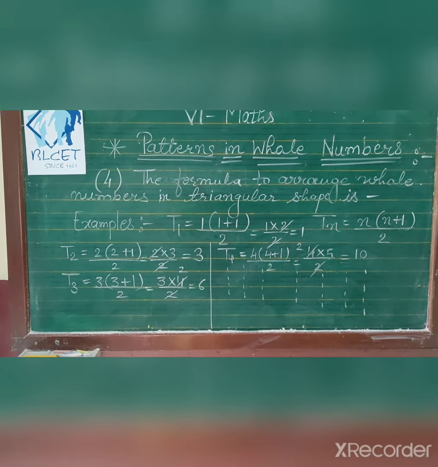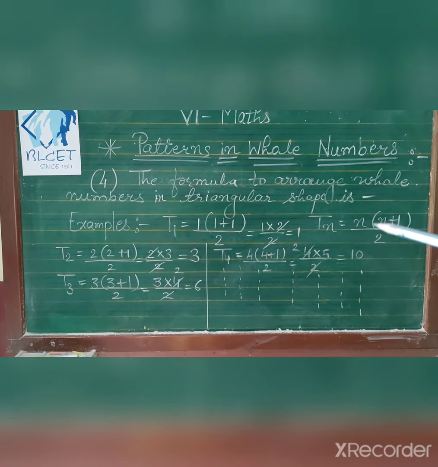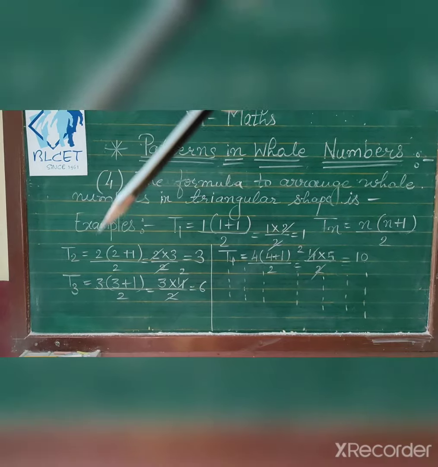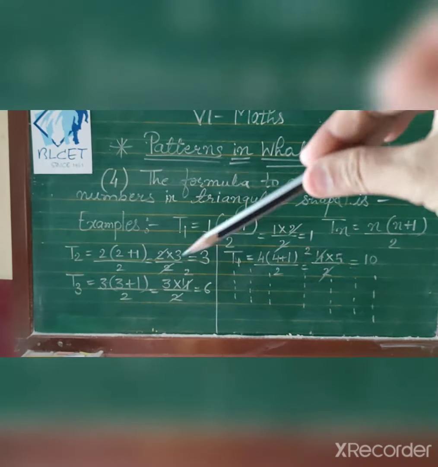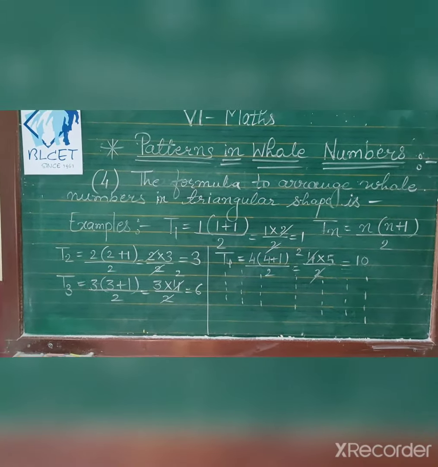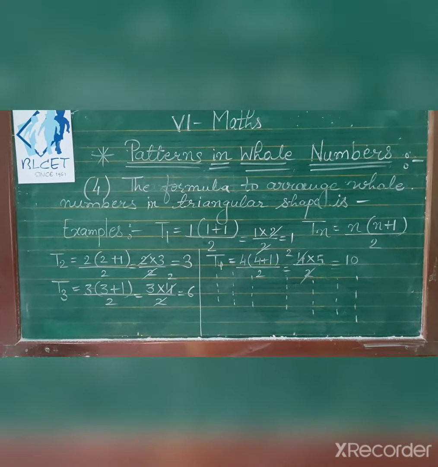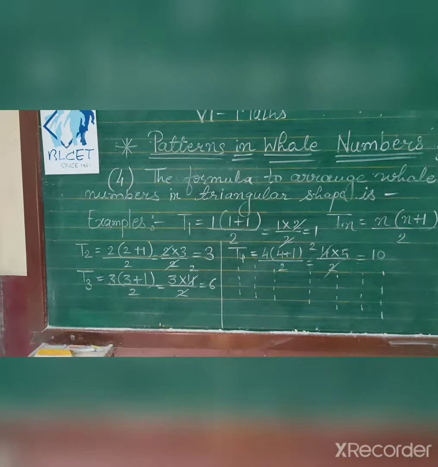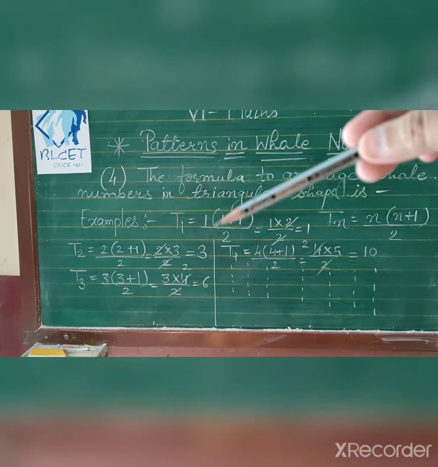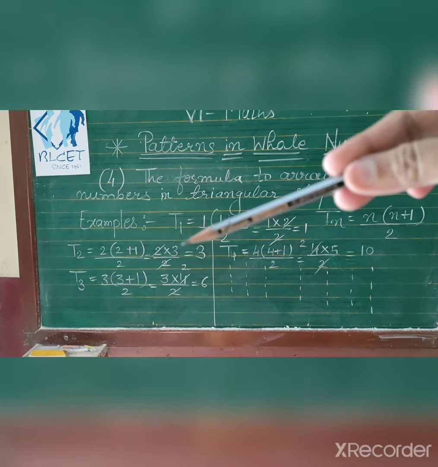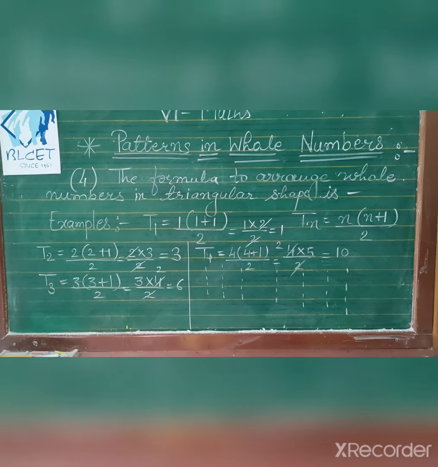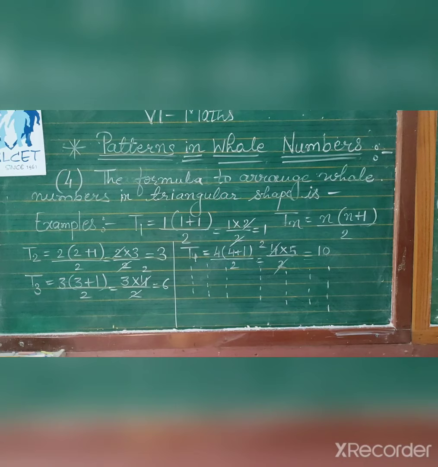Then T2: in place of n we put 2. So 2 in the bracket 2 plus 1, upon 2. So 2 into 3 upon 2. Cancel 2 by 2, so 3. That means the next number, 3, we can represent in the triangular form. Then T3: 3 in the bracket 3 plus 1, upon 2. So 3 into 4 upon 2. That means 2 2s are 4, 3 2s are 6. The next number, 6, we can represent in the triangular form, and so on.